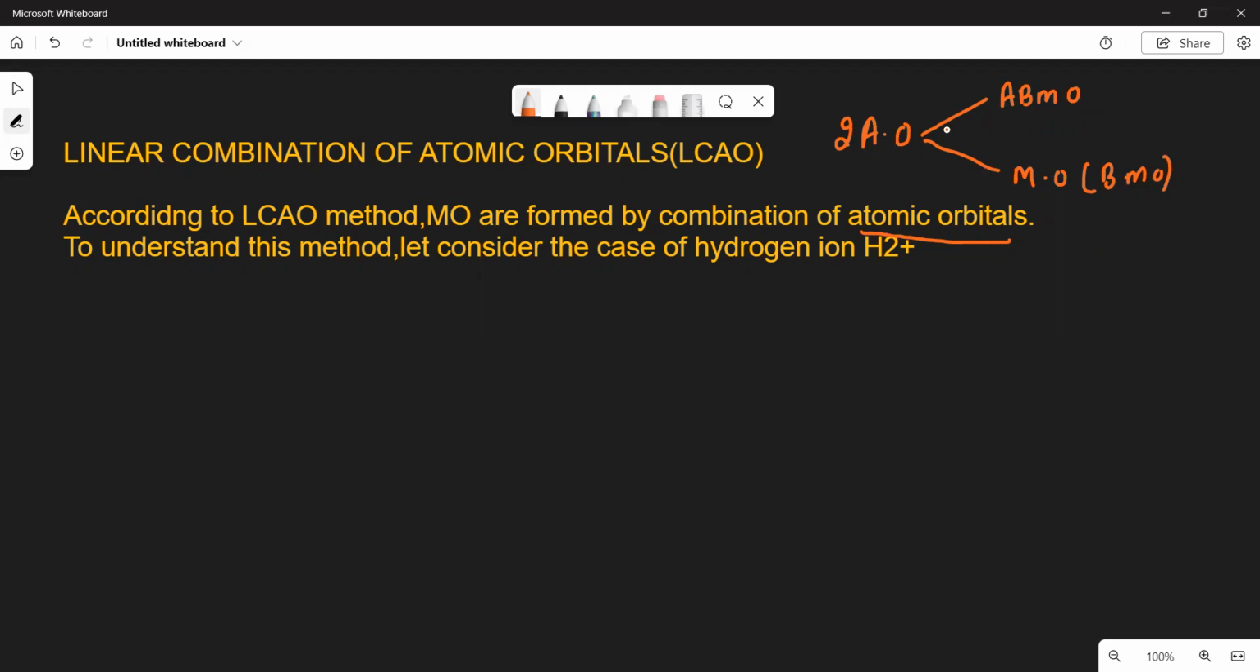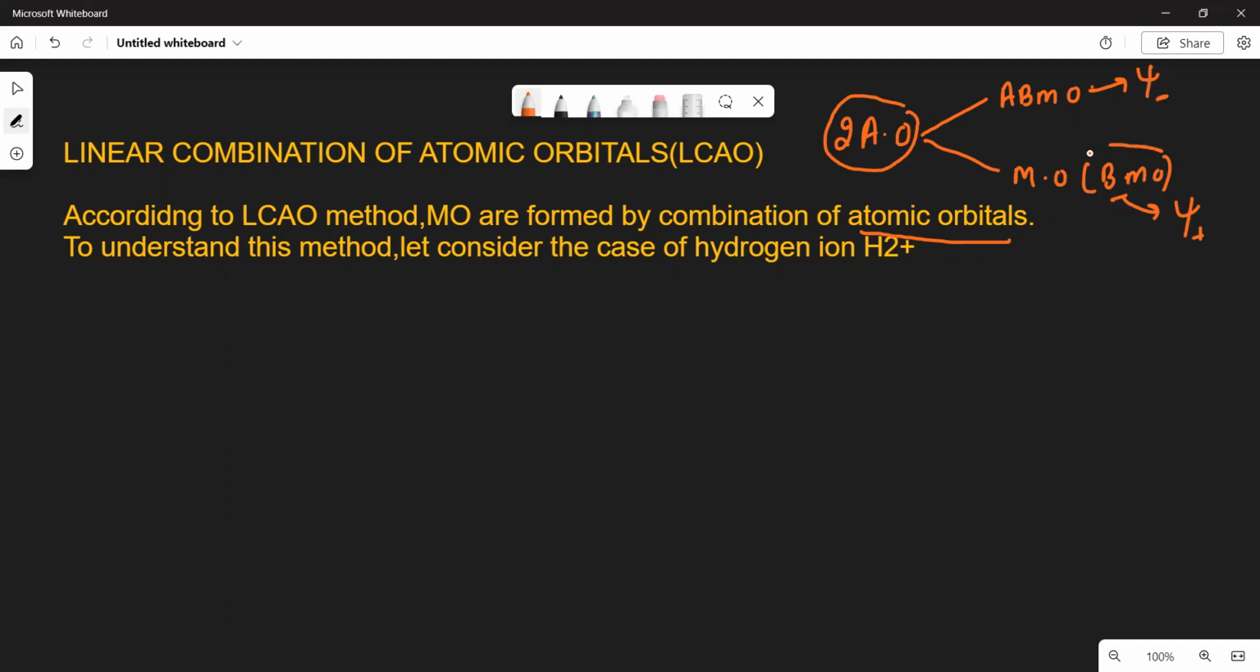The electrons will now be present in the molecular orbitals. Initially electrons were present in atomic orbitals, but after the formation of molecular orbitals, the electrons will be present in the molecular orbitals. Now these molecular orbitals, bonding and anti-bonding, are associated with some wave functions. The wave function for the bonding molecular orbital is denoted by psi plus, and the wave function for the anti-bonding molecular orbital is denoted by psi minus.